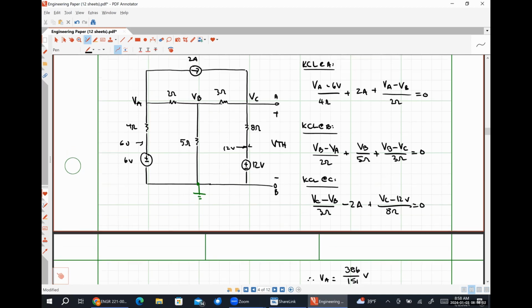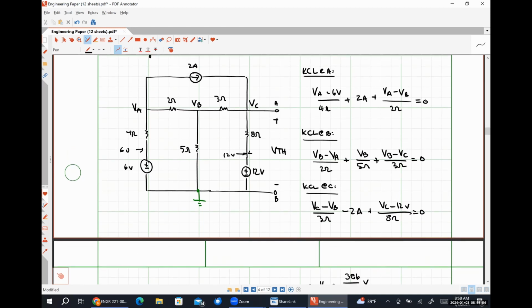All right, so first equation, my coefficient for VA is 1/4 plus 1/2. My coefficient for VB is negative 1/2. My coefficient for VC is 0. My constant term is going to be negative 2 plus 6/4.